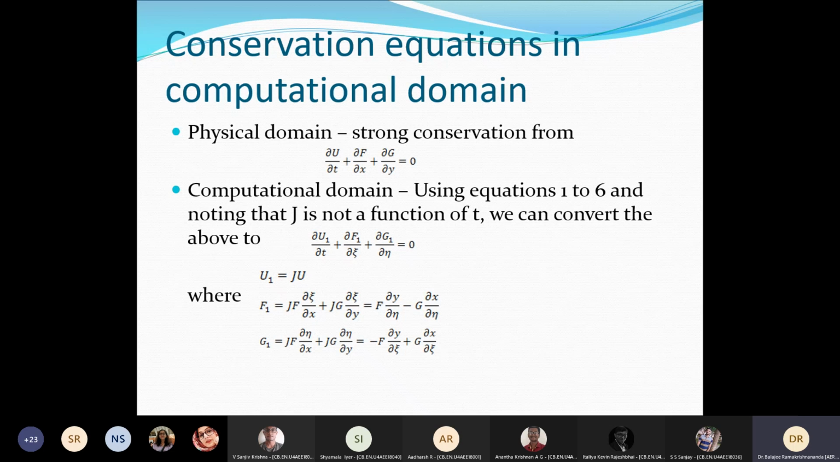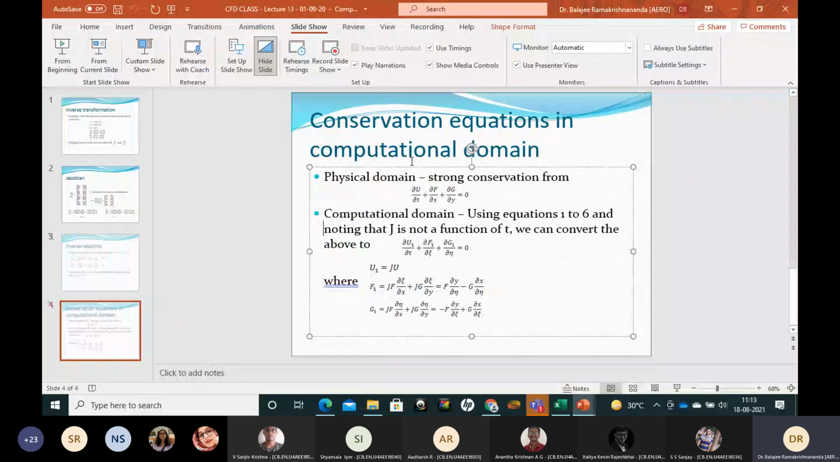You remember, Ramanathan? Ramanathan is here or has gone to the interview? Sanjeev, you remember? Yes, sir.